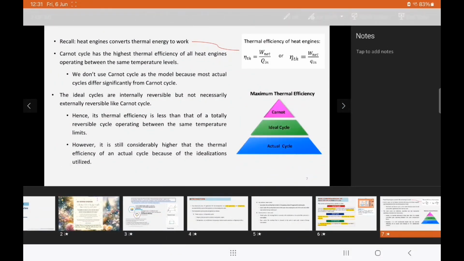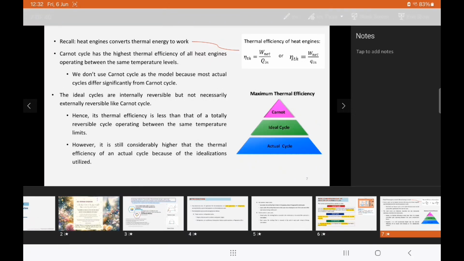When we recall the heat engine, we know that we use heat engines to convert thermal energy to work, and the efficiency is given by W net over Q in. As we said before, the Carnot cycle has the highest thermal efficiency of all heat engines operating between the same temperature levels. But we don't use the Carnot cycle as the model because most actual cycles differ significantly from the Carnot cycle.